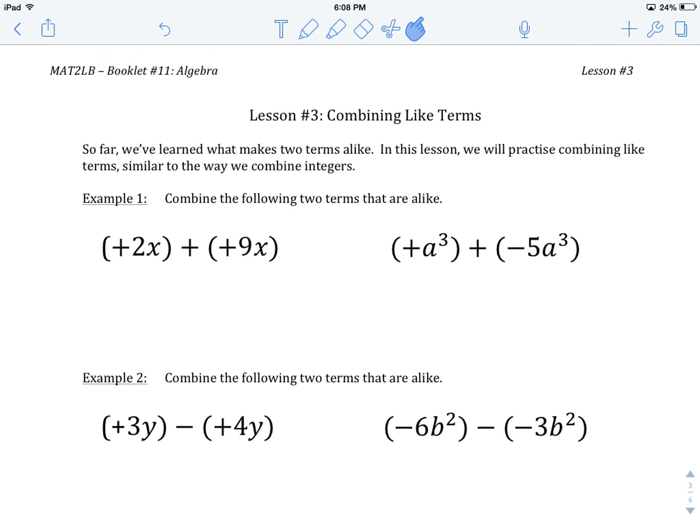Welcome to Algebra, lesson number 3, combining like terms. In lesson number 2, we talked about what makes two terms alike: that they have the same variable raised to the same exponent.